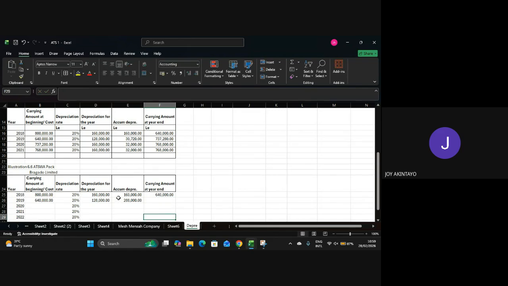800 minus 288, it gives you how much? 800 minus 288. 512,000. How much? This minus this. 512. So you apply your 20% here.